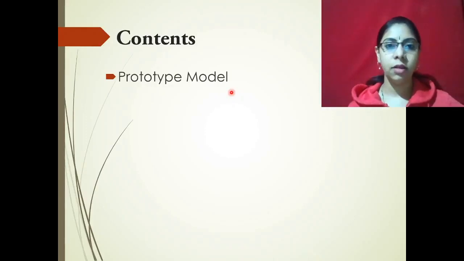Hello everyone. In the previous topic we studied the process model, that is the waterfall model. It was the first introduced and the basic model to develop a software product, and it is mostly used by beginners who have very few requirements in their software product, which are not changeable. In today's topic we'll see another new process model, that is the prototype model.